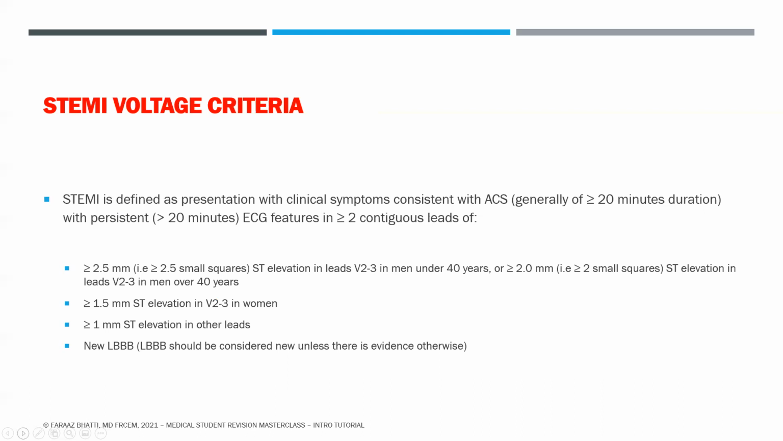The voltage criteria include 2.5 or more millimeters, which is more than 2.5 small squares, of ST elevation in leads V2 to V3 in men under 40 years of age, or 2 or more millimeters of ST elevation in V2, V3 in men over 40 years. 1.5 millimeters or more of ST elevation in V2 to V3 in women, and 1 or more millimeters of ST elevation in other leads, or new left bundle branch block, along with the clinical presentation.